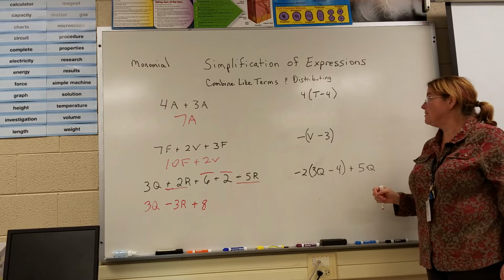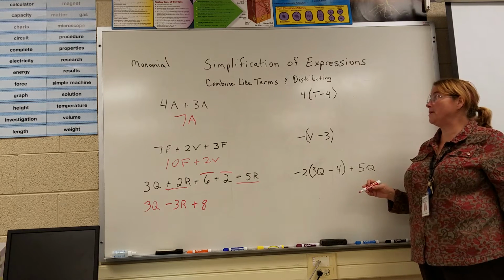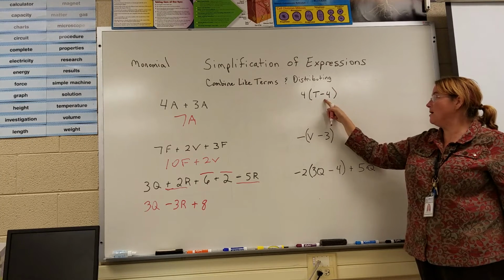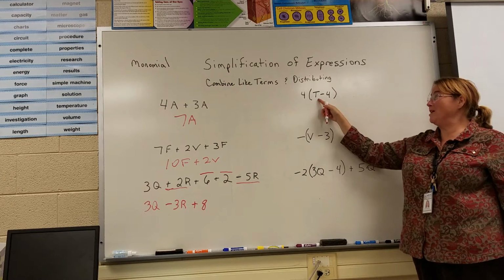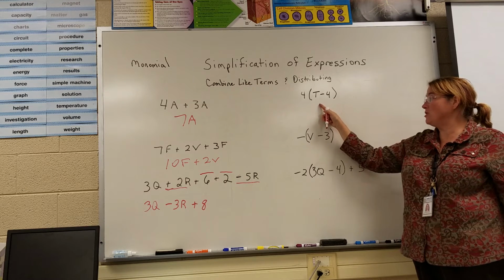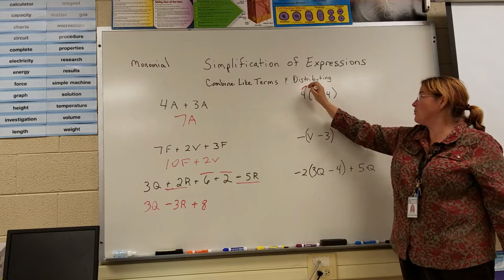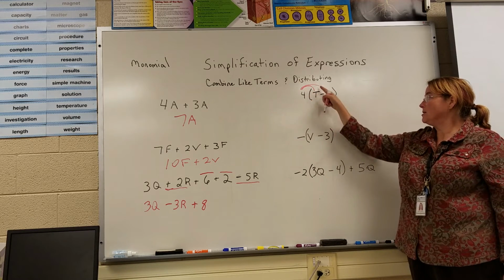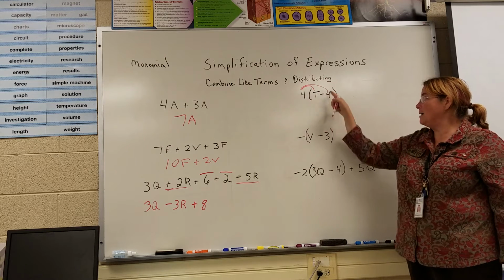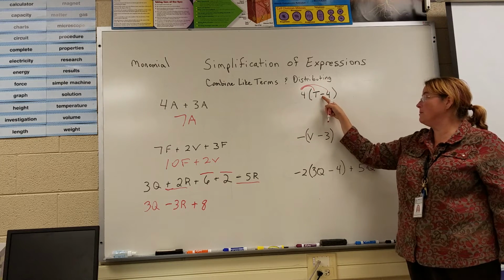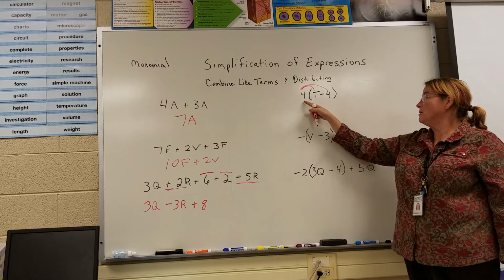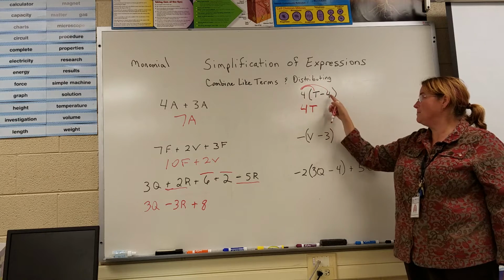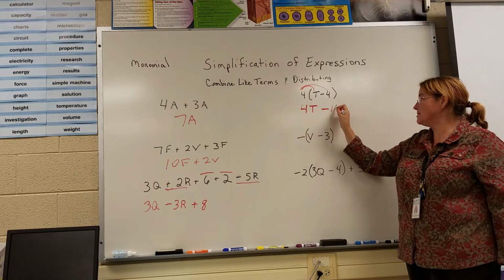Then we also have simplification called distributing. 4 times the quantity of t minus 4. Since we don't know what t is, we can't do our parenthesis first, but we can still get rid of that parenthesis by distributing. 4 times t, 4 times negative 4. Remember, the symbol always stays with the number. 4 times t is 4t. 4 times negative 4 is negative 16.